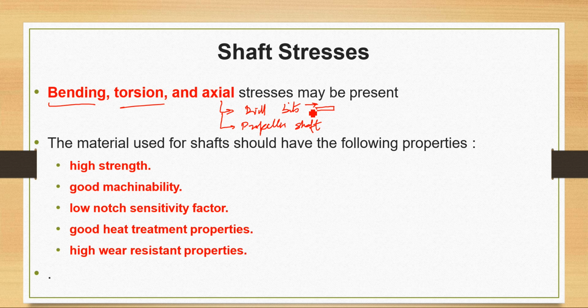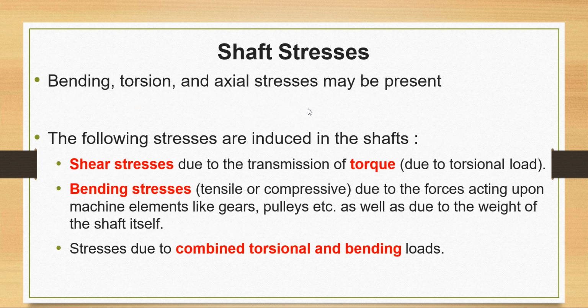Materials are selected based on high strength, good machinability, low notch sensitivity factor, good heat transfer properties, and high wear resistance. As we said, in very rare cases axial stresses are applied on the shaft, so generally we are focusing on two types of stresses: shear stresses and bending stresses. Shear stresses are generally due to the torque that is transmitted to the shaft.